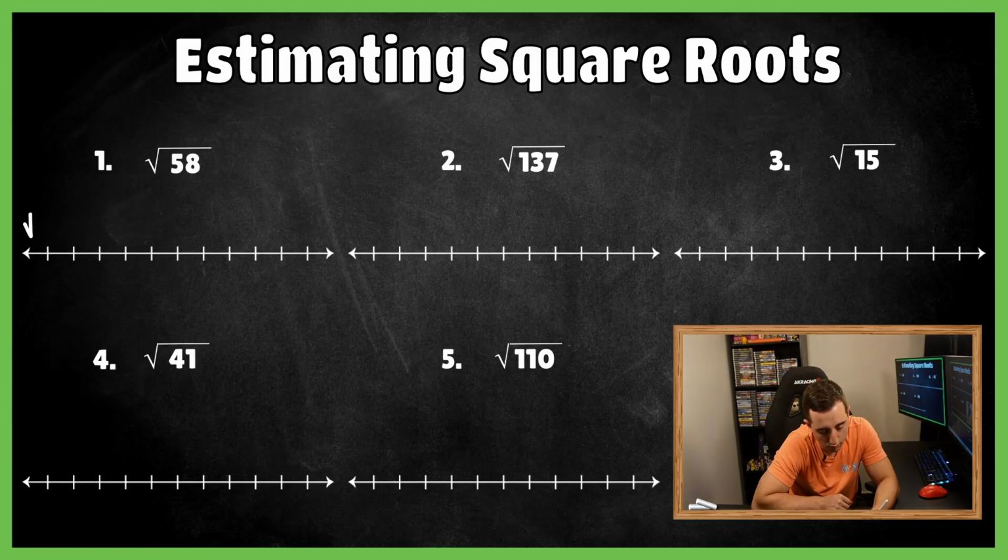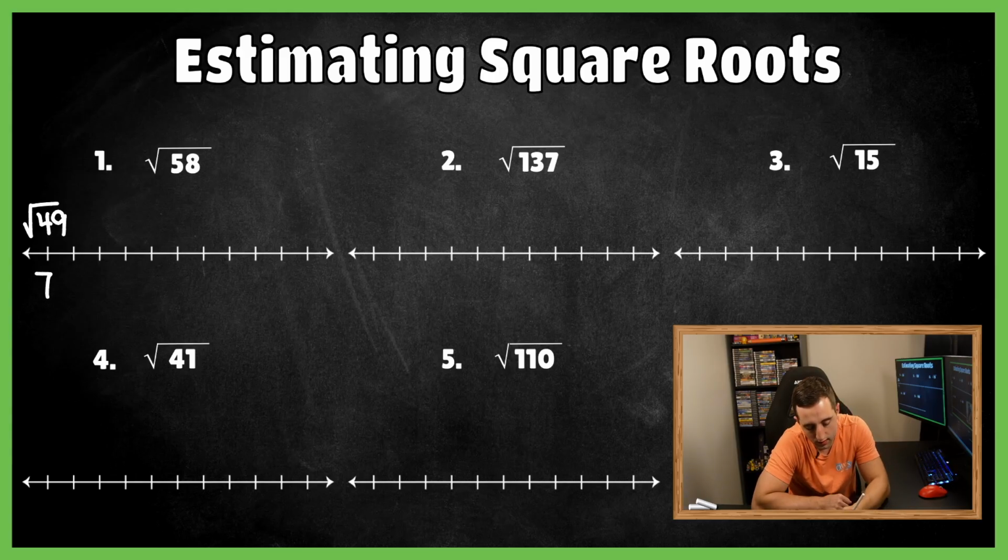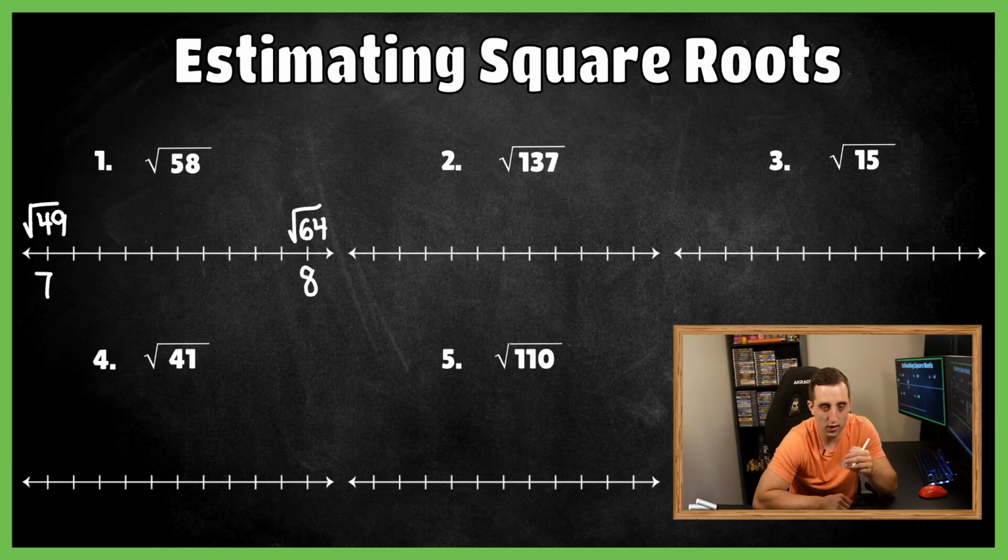So we have the square root of 49, which gives us 7 back because 7 multiplied by itself gives you 49. And then on the other end, we have the perfect square of 64, which gives 8 back. So we know when we're estimating the square root of 58, it has to be between 7 and 8. So it's going to start with 7 point something. So I'm just going to jot that down here, right?